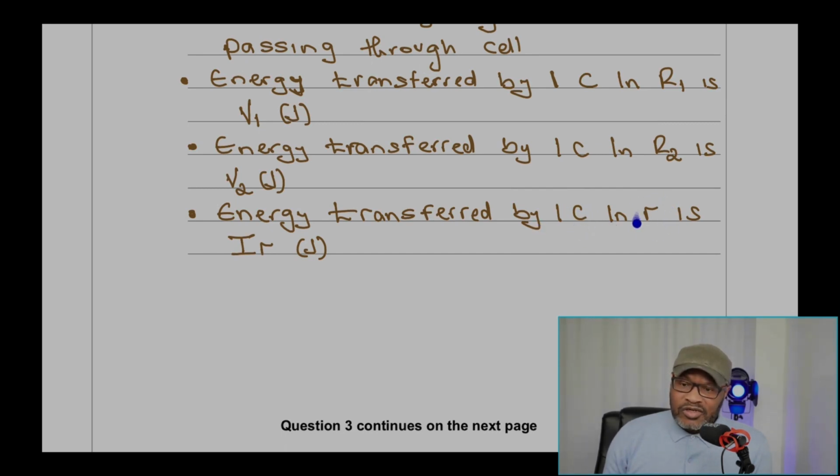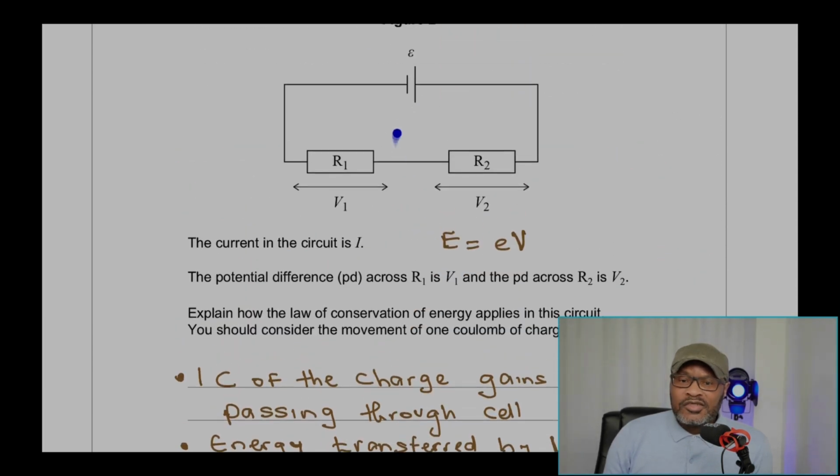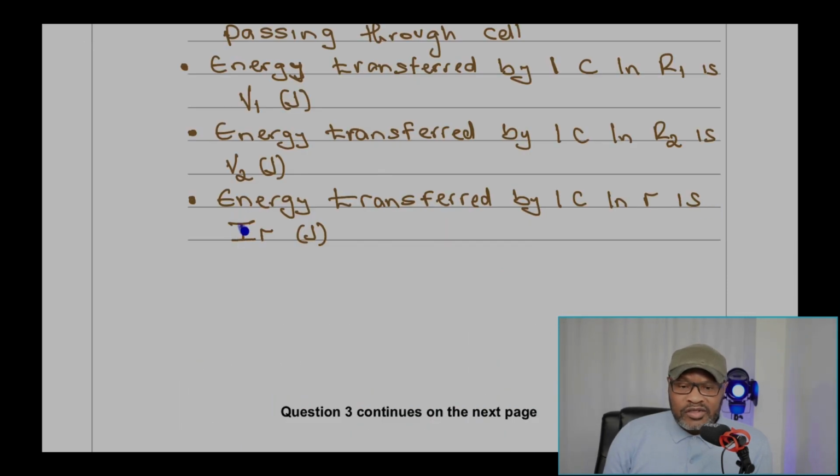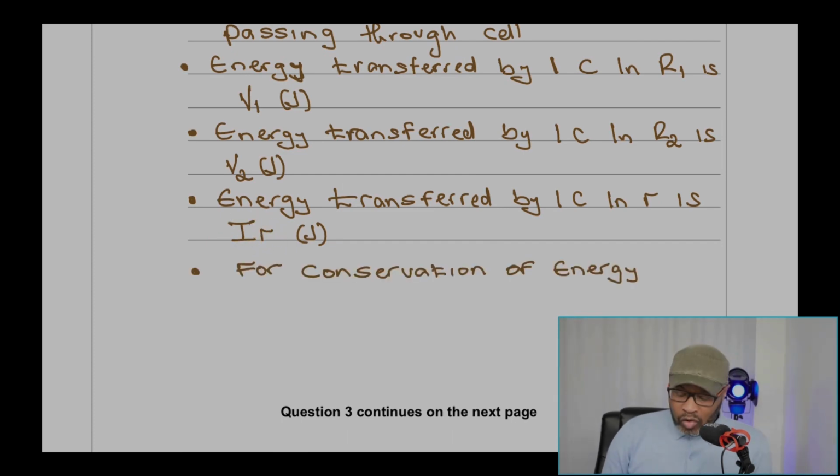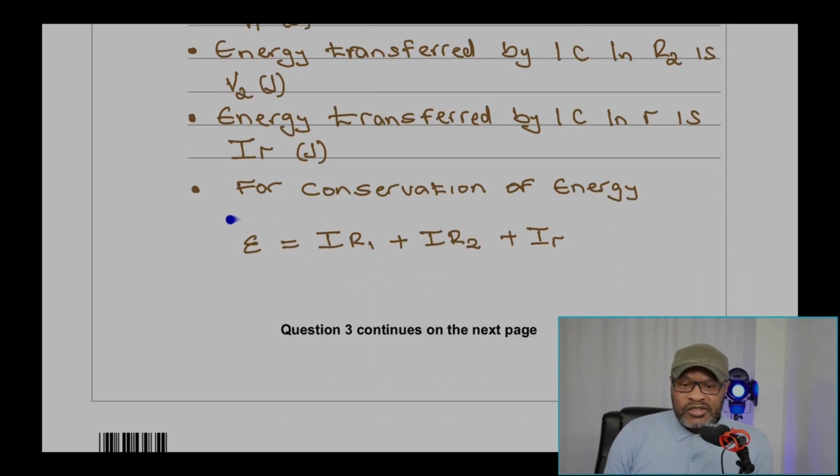Another way to say this would be the energy transferred by 1 coulomb in r, the internal resistance of the EMF. So this too has its own internal resistance, little r, and the energy is current times resistance in joules, because that is the voltage across the internal resistance. For conservation of energy, Kirchhoff's second law states that the total energy from the power supply, the EMF, is equal to the sum of the voltage across the loads and the voltage across the internal resistance. So this is V1, this is V2, and this is V little r. The sum of these voltages must be equal to the EMF, and that's the energy supply.